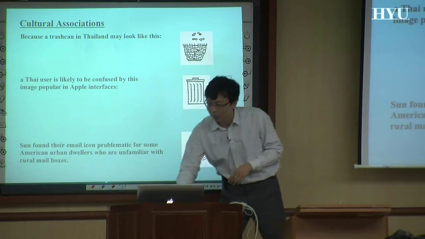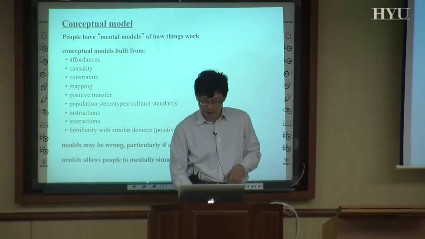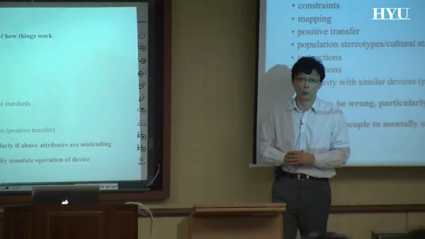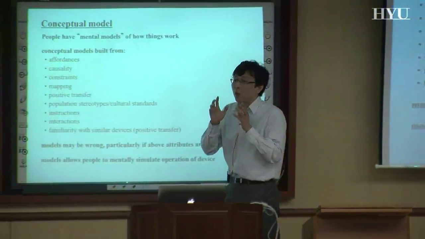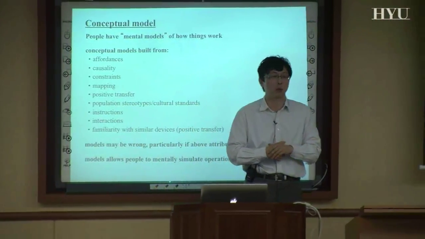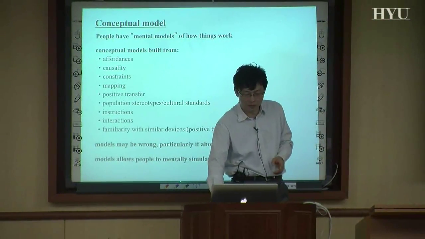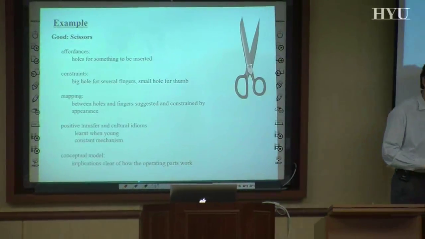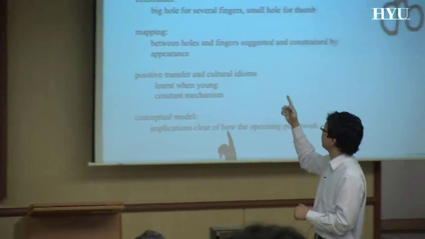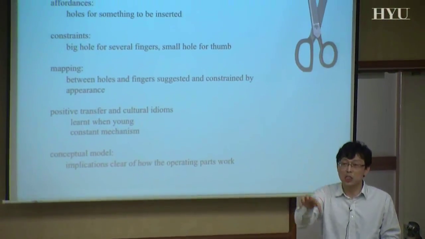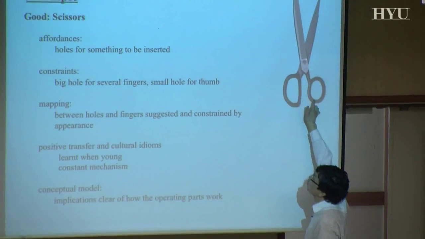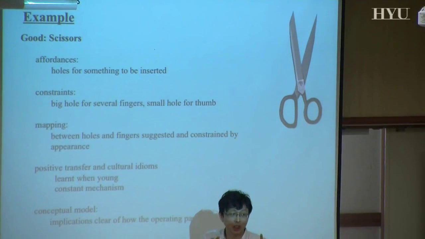Okay. So the conceptual model is the final thing that Donald Norman proposed. When people use a system, they must have a conceptual model. A conceptual model is not so difficult. Things like this one. Why are scissors always easy to use? Because of affordance. When you see the hole, you want to insert your fingers, right? So that is affordance. And it has only one function, cutting.